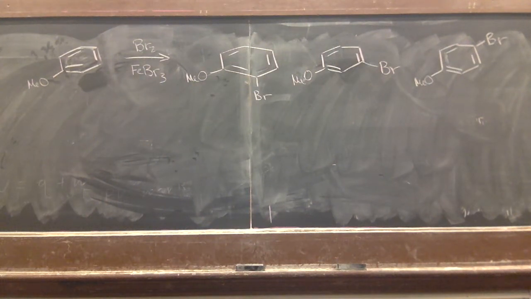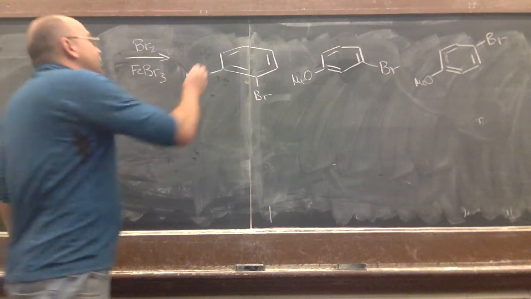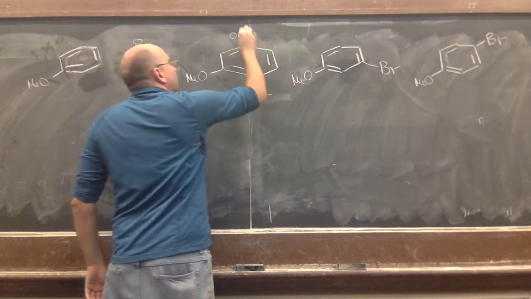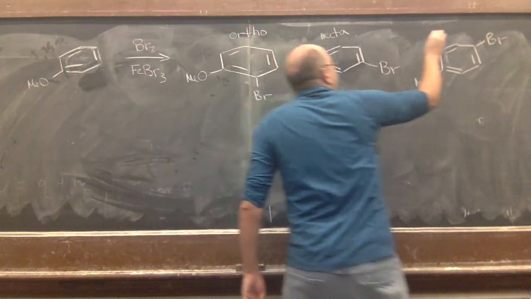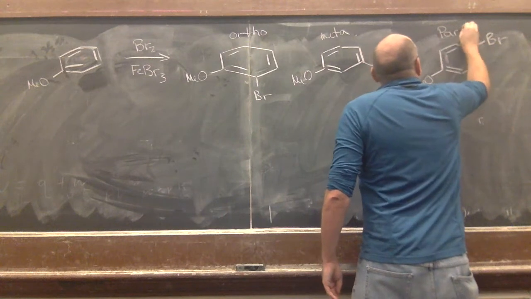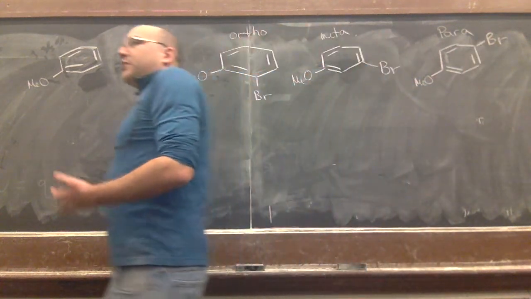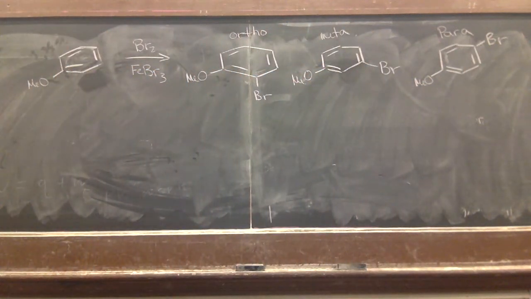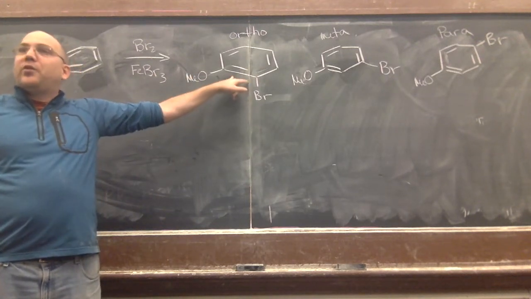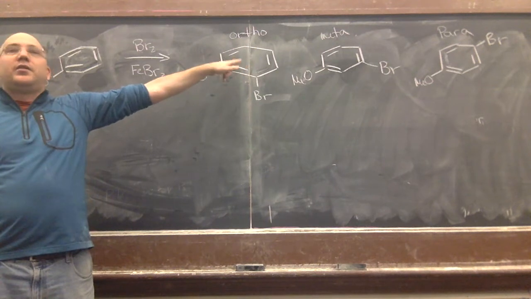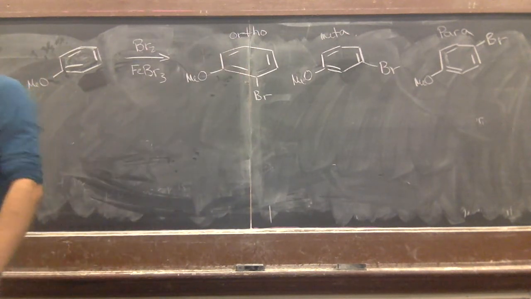The naming to these, we often use names to these. So this is what we consider ortho, meta, para. And this is nomenclature that's often used to describe the relationship between a couple different groups on an aromatic ring. If they are on adjacent carbons, they would be ortho. If they're one carbon apart, they're meta. And if they're on opposite sides, they're para.